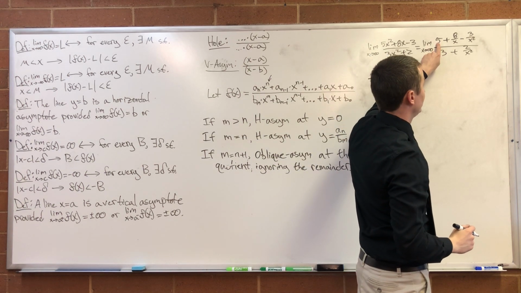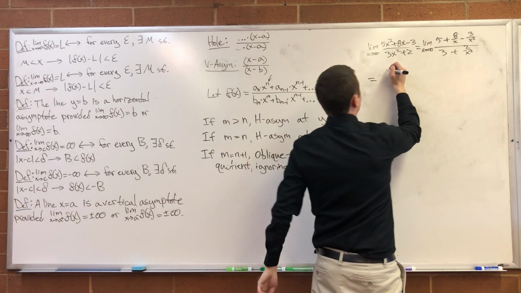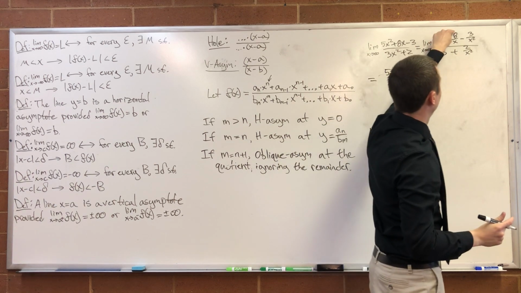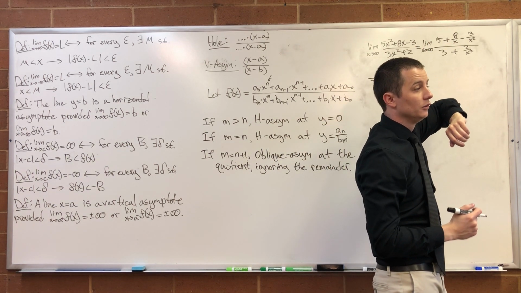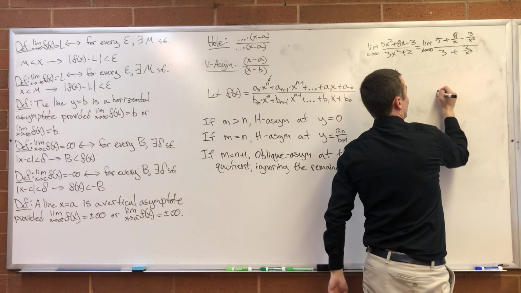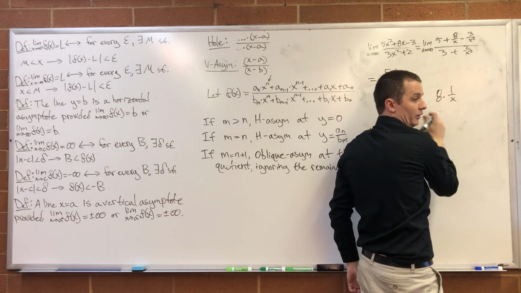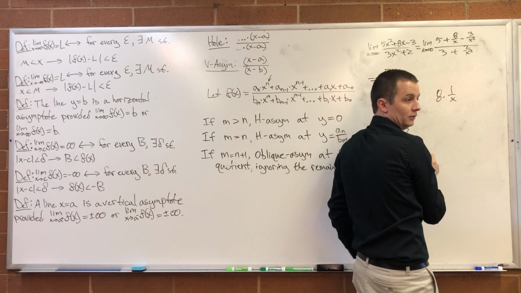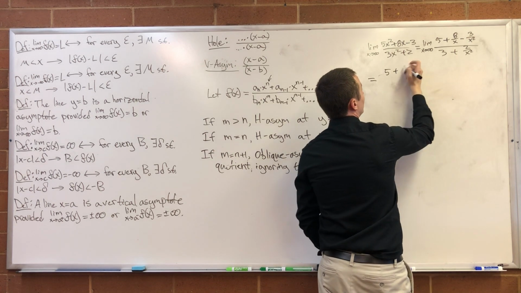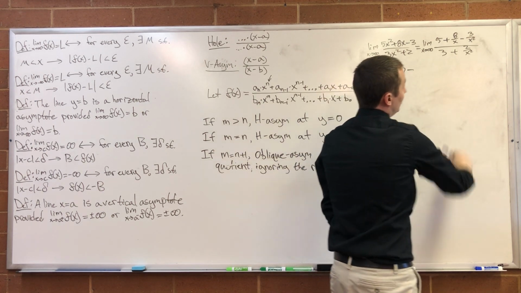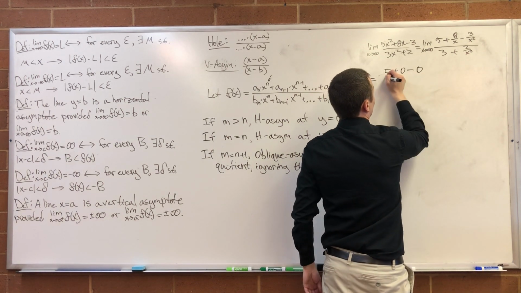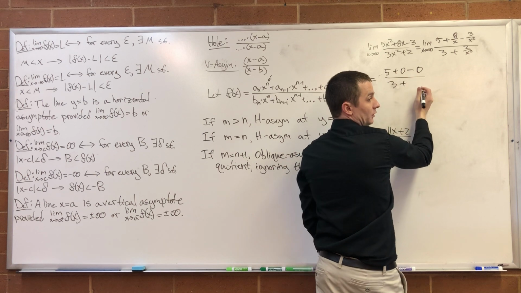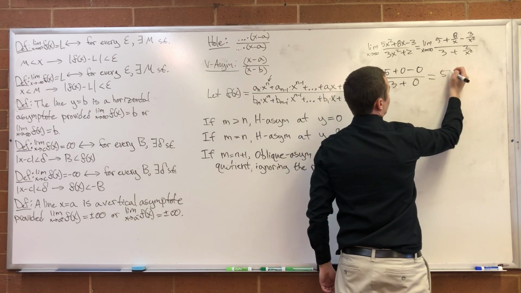What is the limit of 5 as x approaches infinity? 5. Plus, what's the limit of 8 over x as x approaches infinity? 0. Right? That's the same as 8 times 1 over x. Take the limit of that, you get 8 times 0. So that's 0 minus, what about 3 over x squared? 0. All over 3 plus 0, which is equal to 5/3.